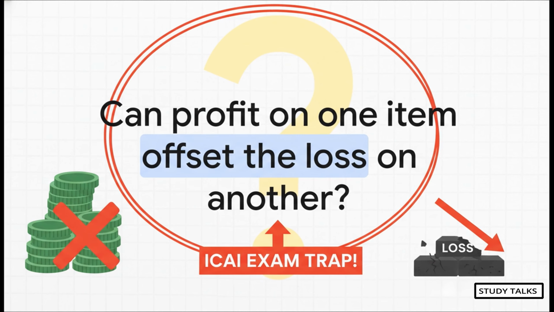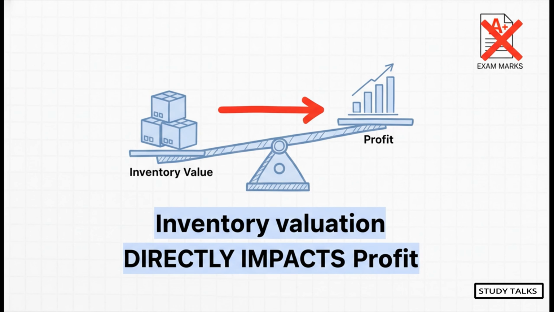You know, at the end of the day, AS2 is here to solve a real problem. Imagine a company with a warehouse full of stuff. How do they put a number on it? That number, the value of their closing stock, directly hits their profit for the year. If they get it wrong, they could be misleading everyone. And for you guys, getting it wrong means losing some really easy marks. So yeah, we're going to master this.